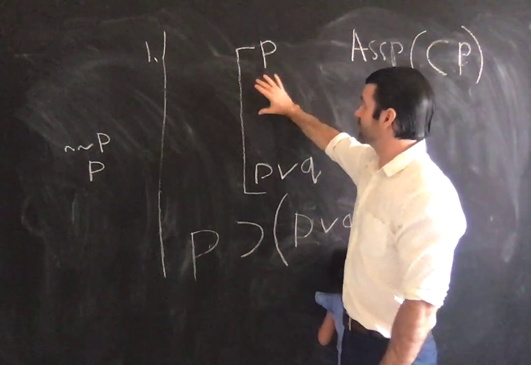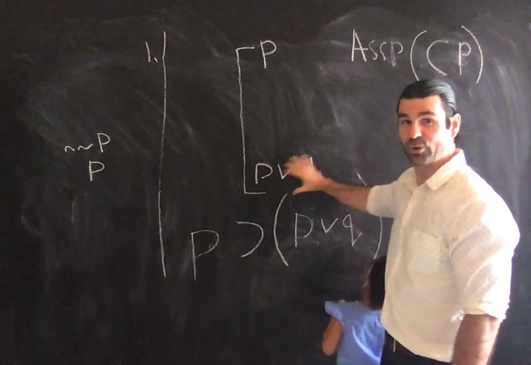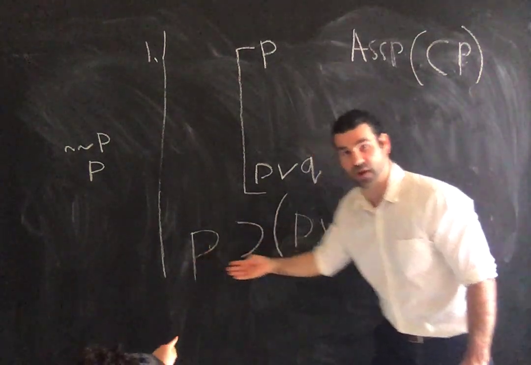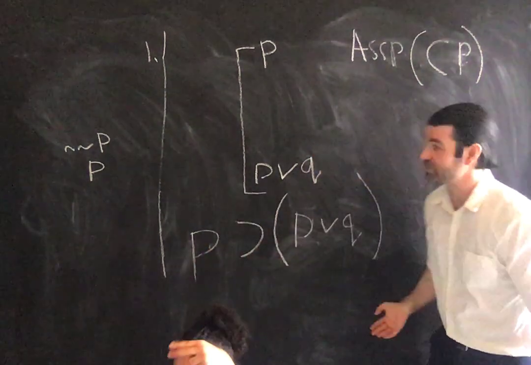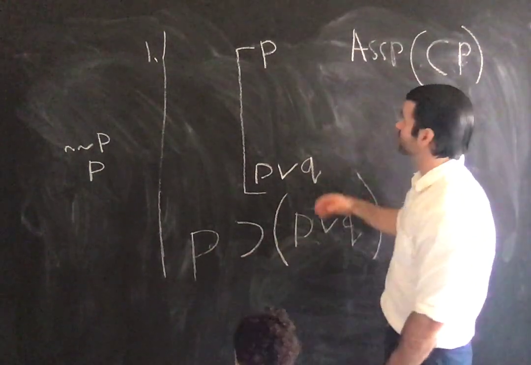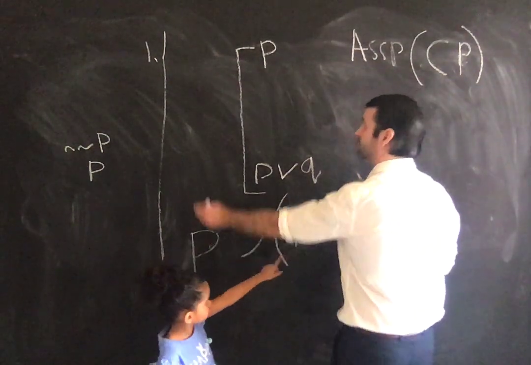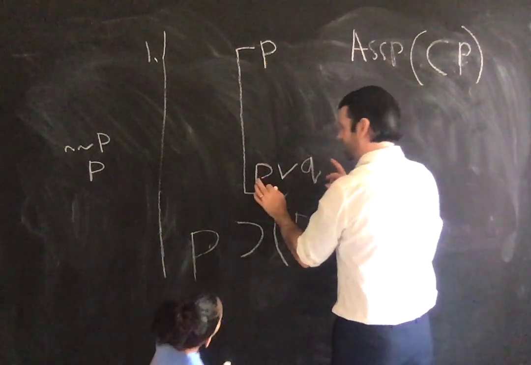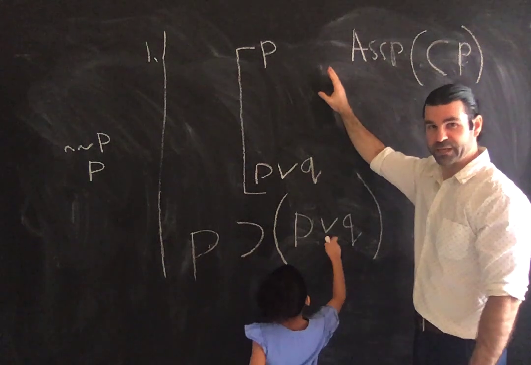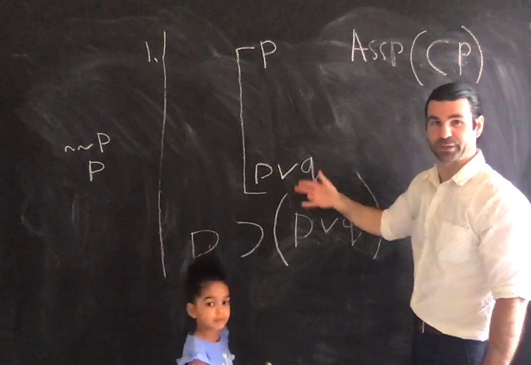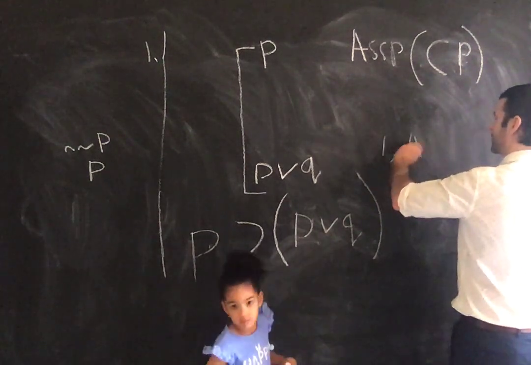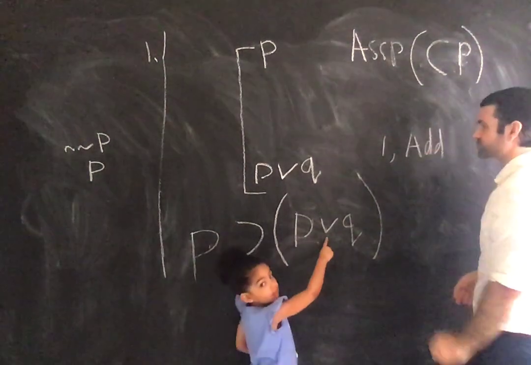It's just, I'm assuming P, I'm seeing if I can derive P or Q from P, and if in fact I can, I'm entitled to derive on my main line as an absolute truth that if P, then P or Q, right? So you just put the antecedent there, consequent there, okay? So you've got your assumption in place, and you should know how to get from P to P or Q. That's just addition, right? So 1, add, we didn't have to do anything else in between, right?